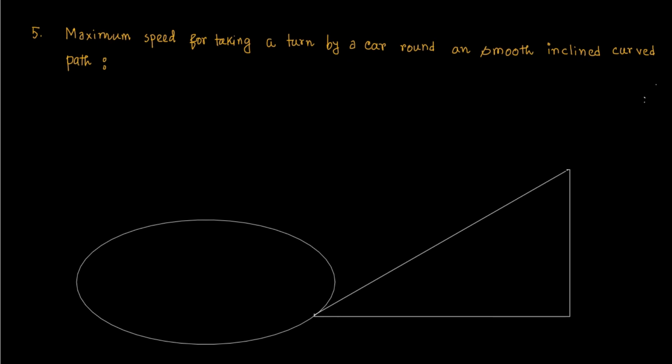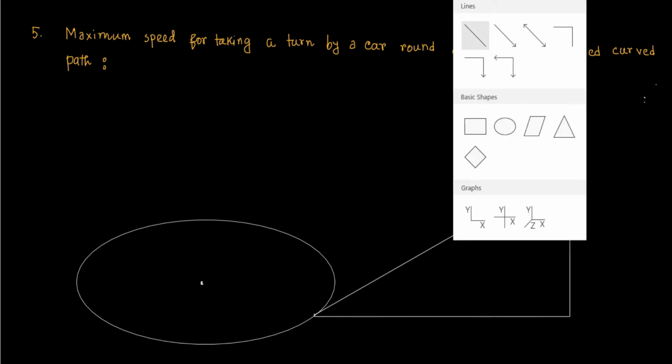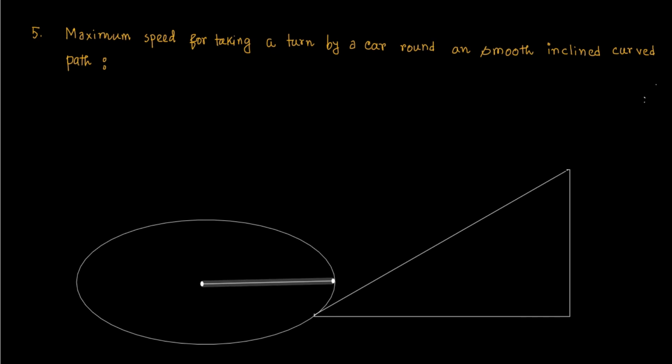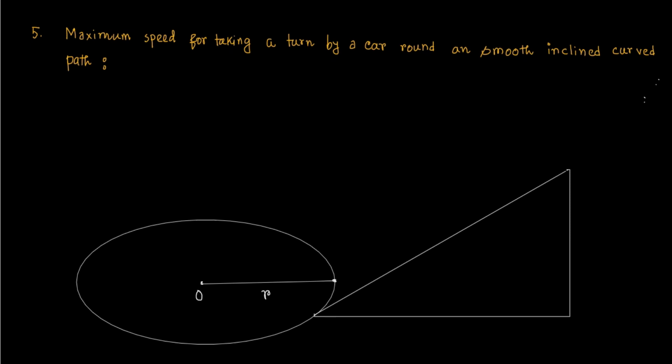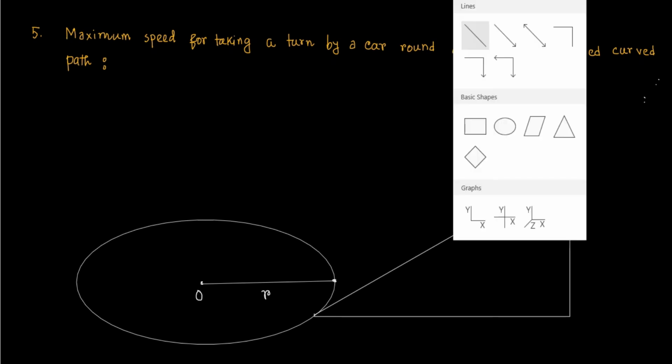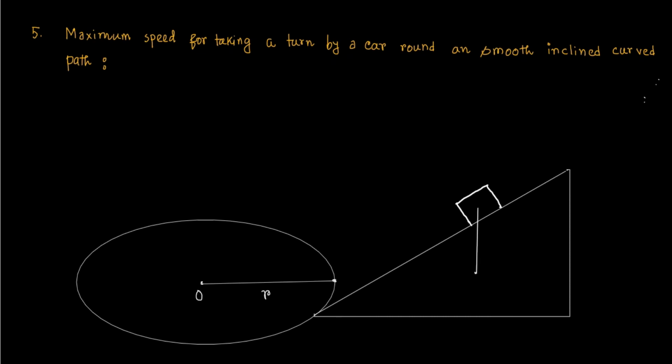This is the smooth inclined curved road. R is the radius of this curved road. O is the center. And this is a diagram of a vehicle which is revolving along this inclined curved path.